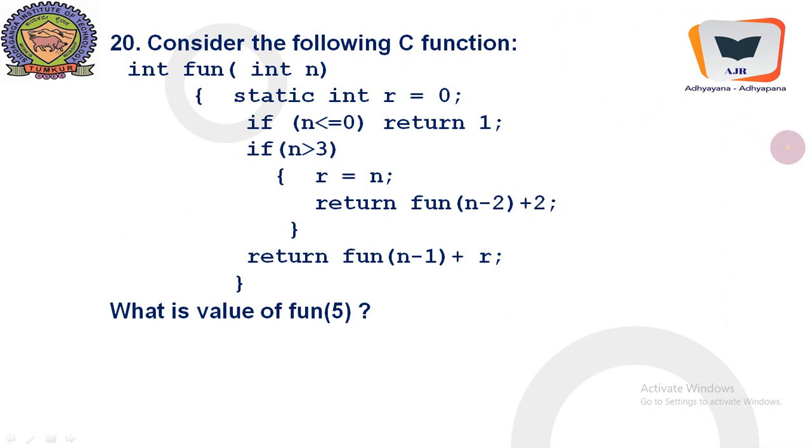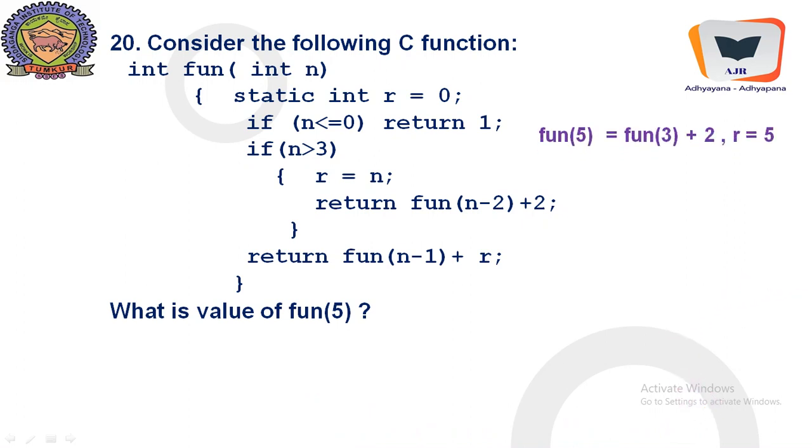If n is less than or equal to 0, return 1. If n is greater than 3, r becomes equal to n, return function of n minus 2, plus 1. Otherwise, return function of n minus 1, plus r. This is a typical recursive function. So the question is, what is the value of function of 5? This is a complex question, so we need to trace it.